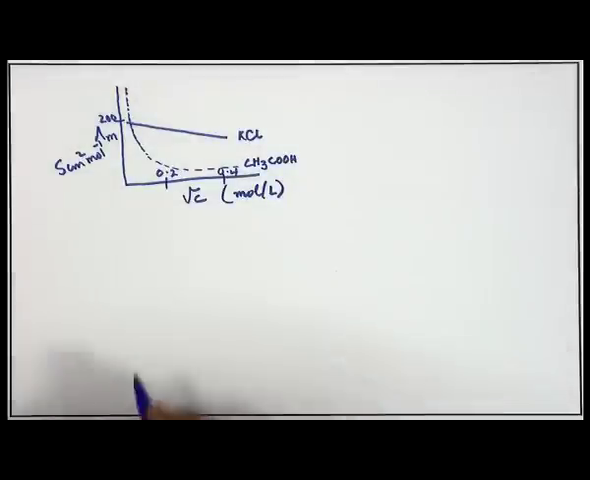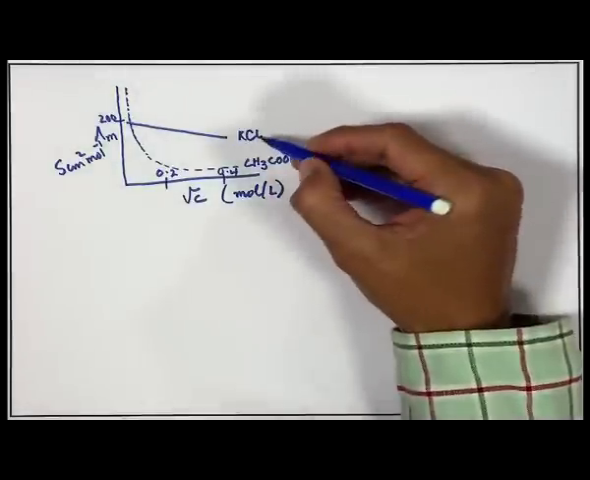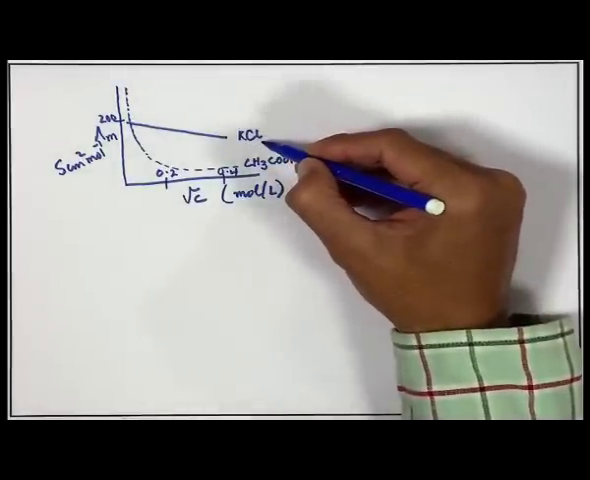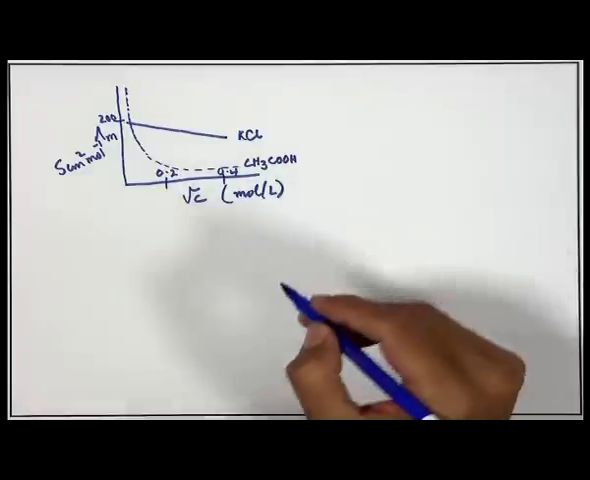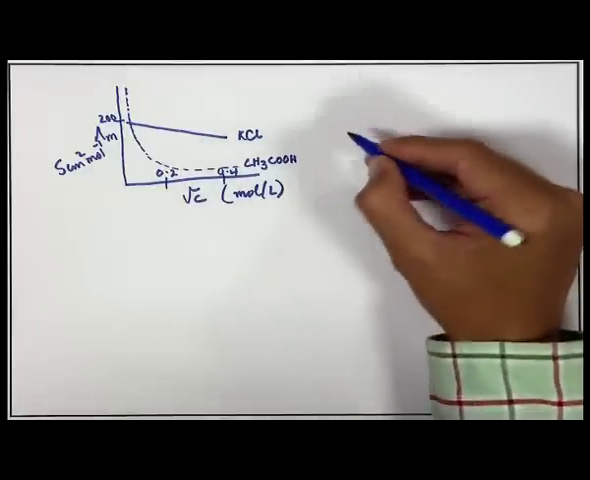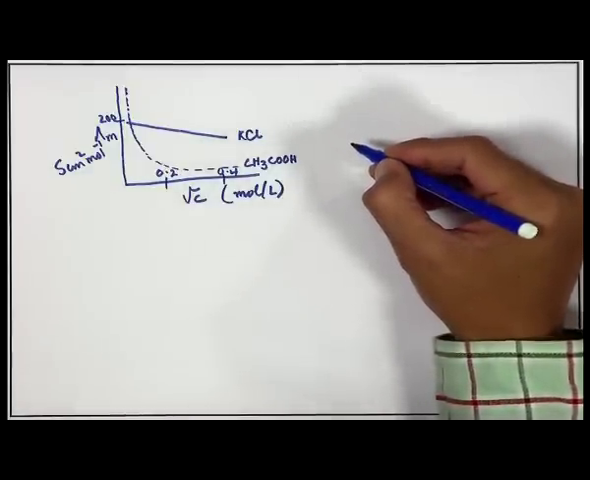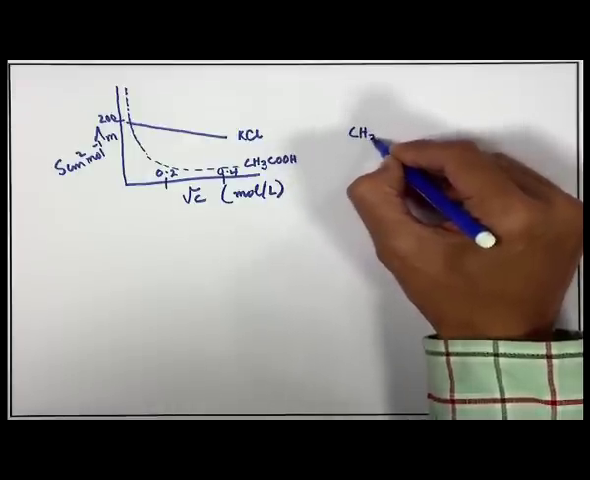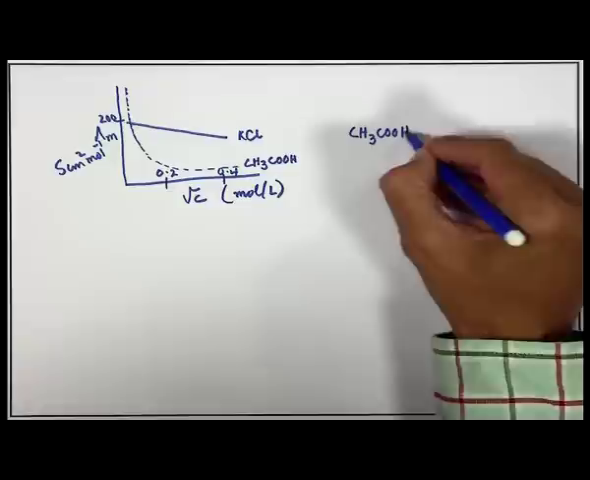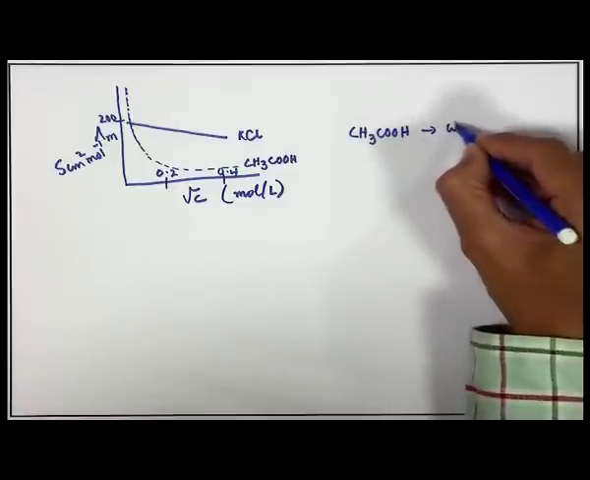So, why is it happening? This is something strange. Why strange? Because, unlike the strong electrolyte, this is following a different trend. Why is it like this? Now, one thing that you should take into account is that this CH3COOH is a weak electrolyte.